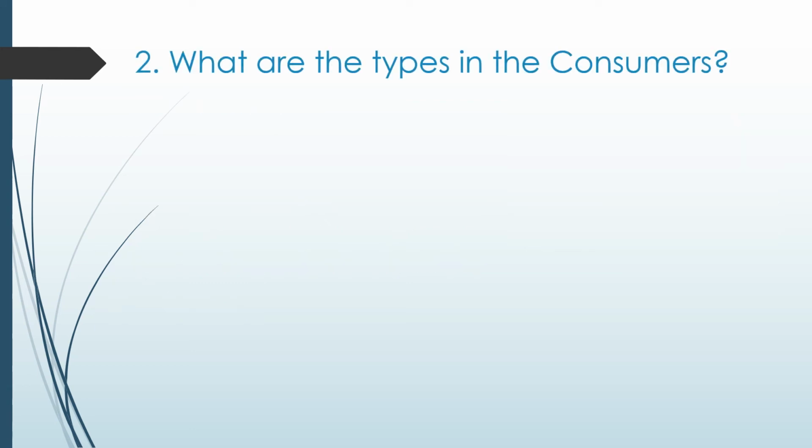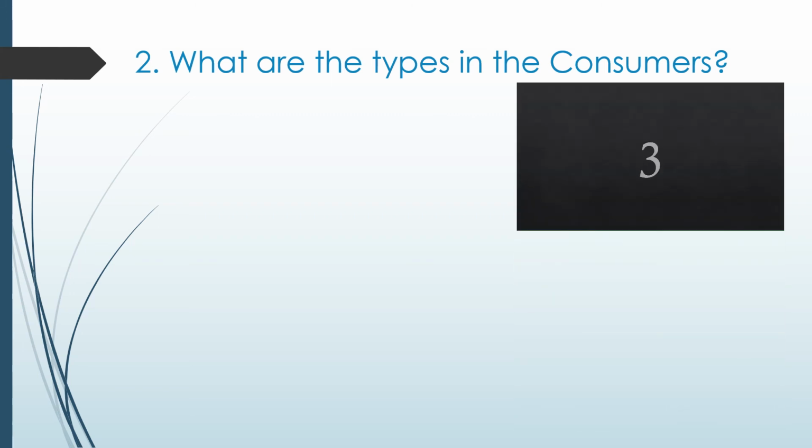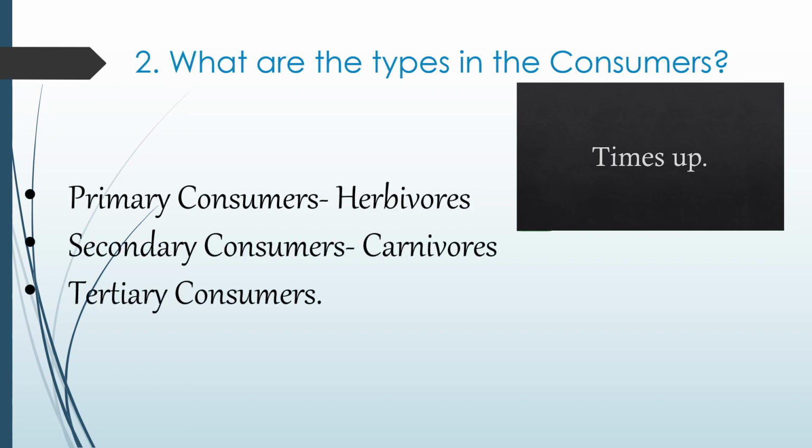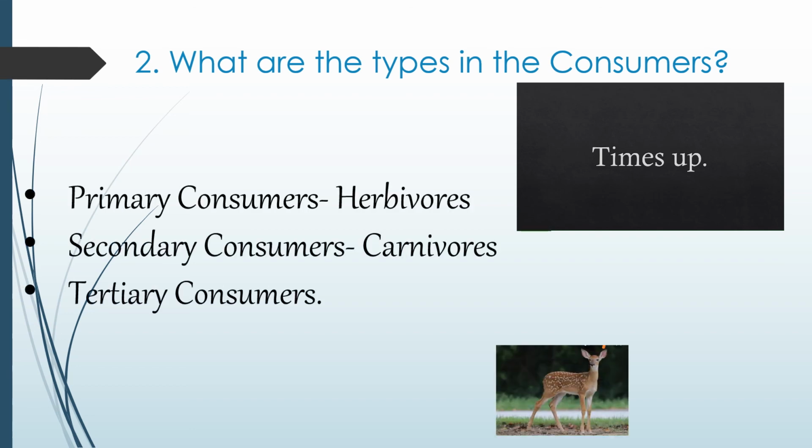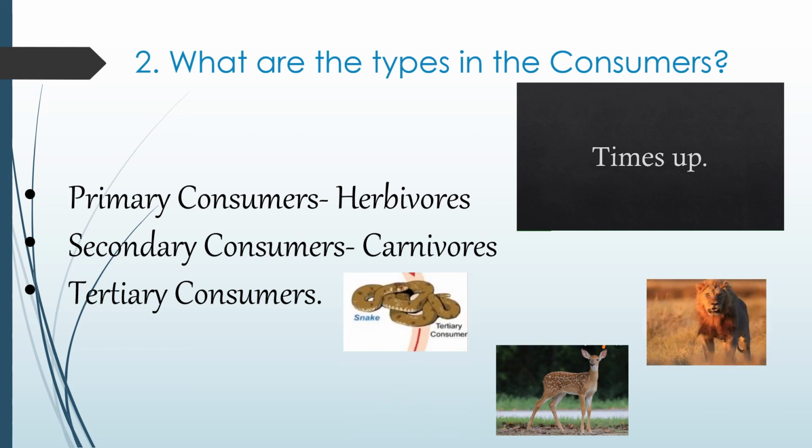2. What are the types of consumers? I mean, how many types of consumers are there, and name them. Answer. Primary consumers, mainly herbivorous, secondary consumers, mainly carnivorous, and tertiary consumers.